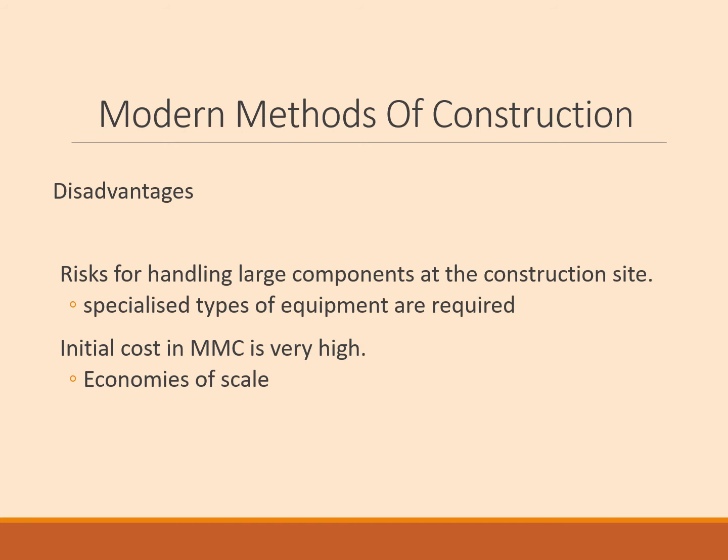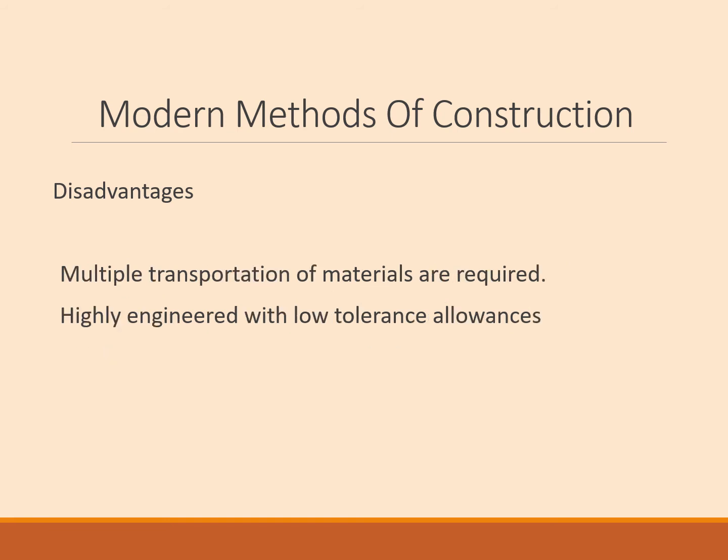Some of the disadvantages include specialized types of equipment may be required for handling large components at the construction site. This brings its own risks. Wind factors must also be taken into consideration. The economies of scale have an effect as the initial cost is very high. From an environmental perspective, there's multiple transportation of materials from the suppliers or builders providers to the factory and subsequently to the site. And modular construction is highly engineered, so there's low tolerance allowances.